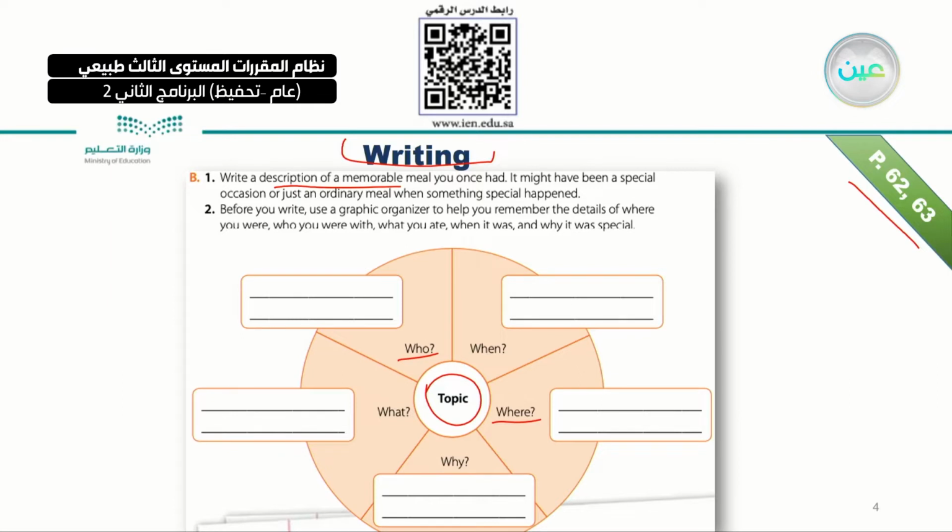Also, what you ate, so what kind of food. And when it was, talking about the time. And why it was special, talking about the cause, and give us the reason, why. So here, use this graphic organizer to write details.